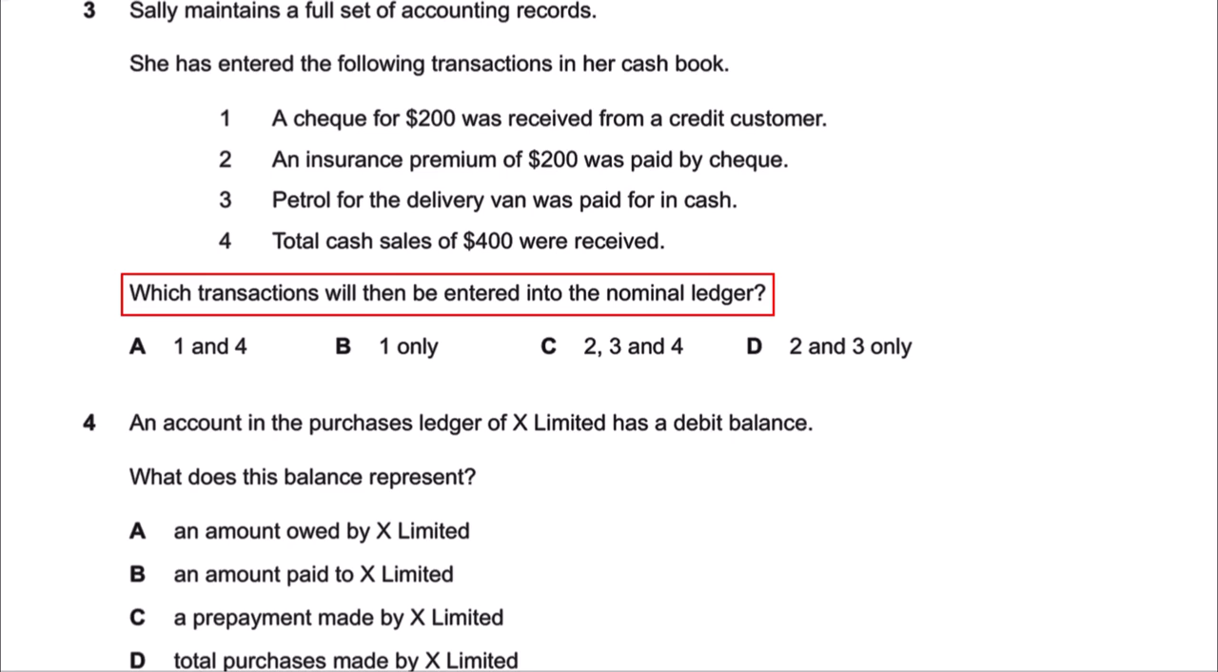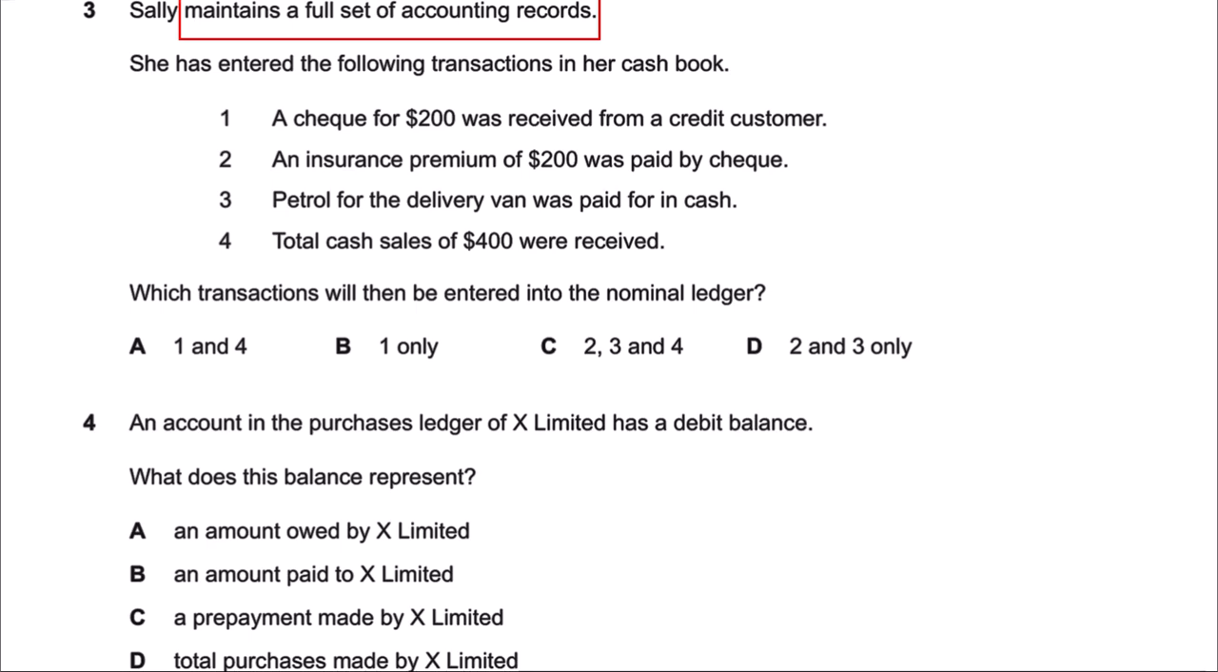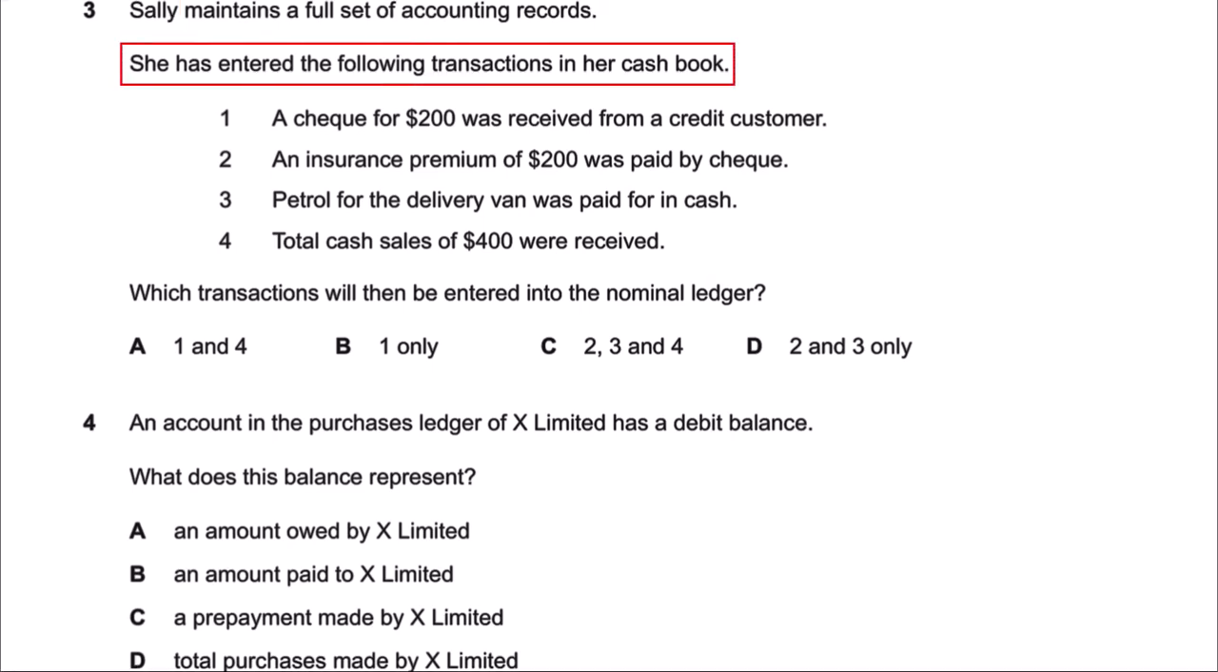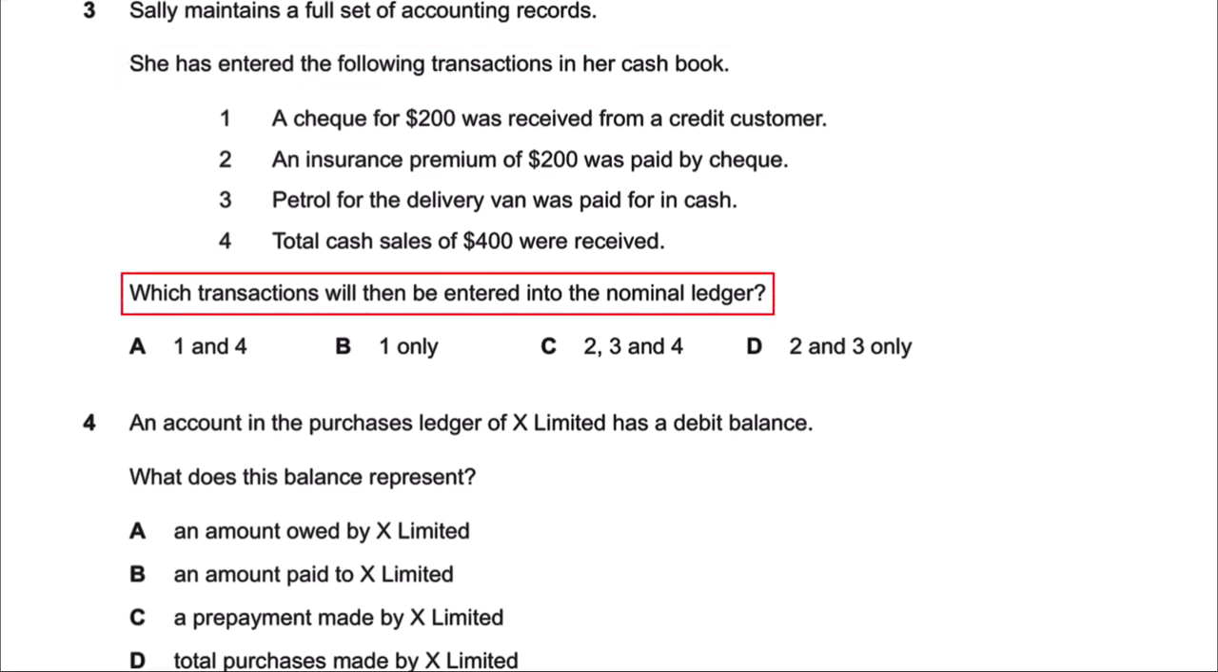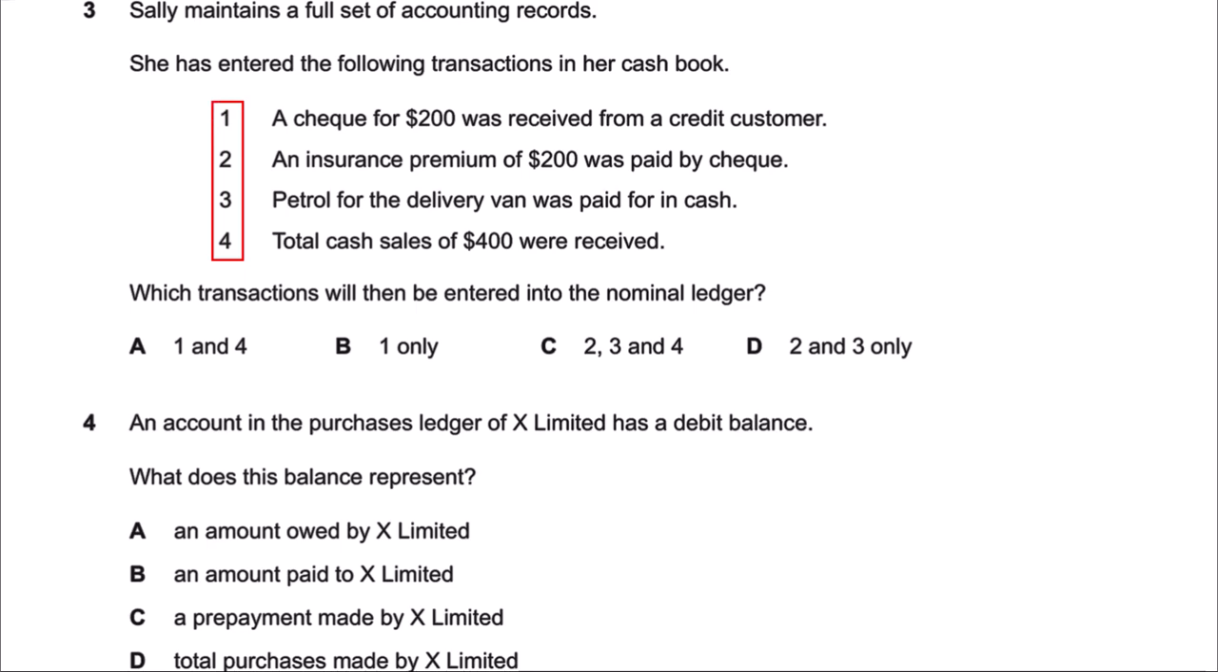It is written maintains a full set of accounting records, meaning the double entry system exists. Okay, then it is written she has entered the following transactions in her cash book, and alongside it is also written below which transactions will then be entered into the nominal ledger. This means after posting these 4 transactions to the cash book, which transactions will then be posted to the nominal ledger. I think the situation is now a bit clear, right?